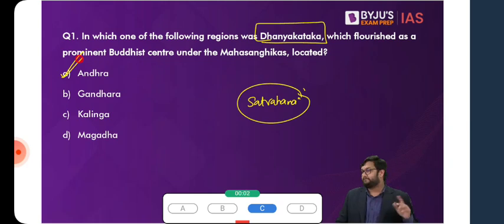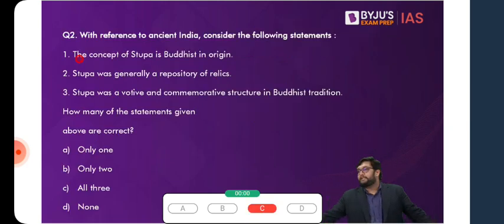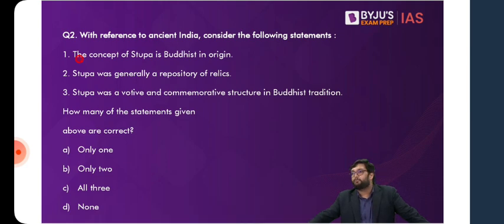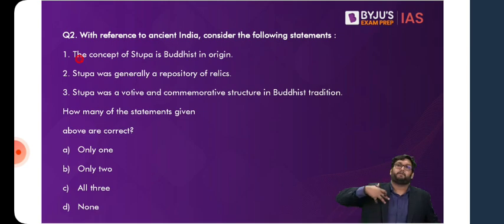With reference to ancient India, consider the following. The concept of stupa is Buddhist in origin. The stupa was generally a repository of relics. Stupa was a votive and commemorative structure in Buddhist tradition. Votive means it has a certain type of expression outside commemoration. Which of these statements are correct? And in this, there are two answers.